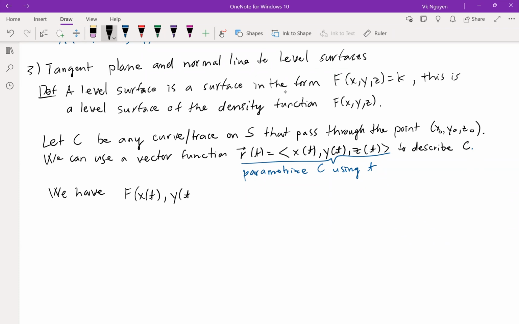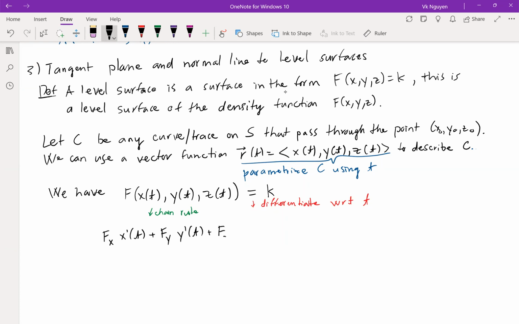So f(x(t), y(t), z(t)) equal k. Next step is that we're going to differentiate with respect to t. Then you're going to use the chain rule: fx times x prime t plus fy times y prime t plus fz times z prime t, and it is just 0.